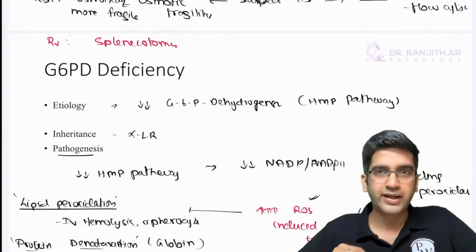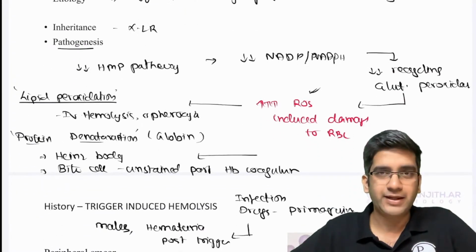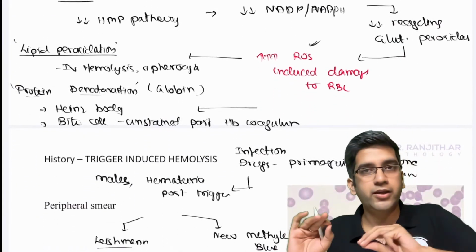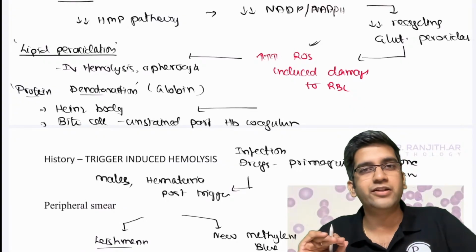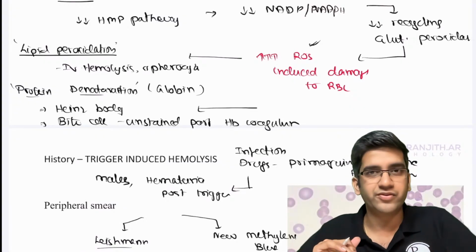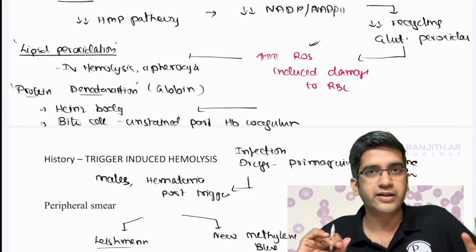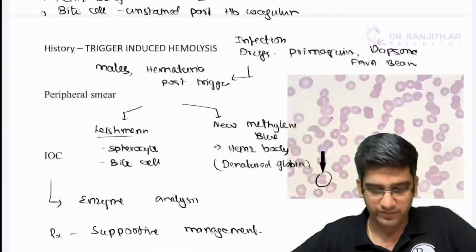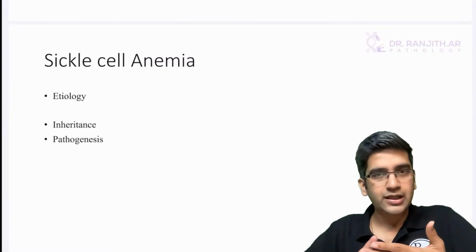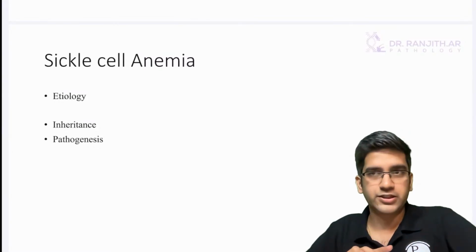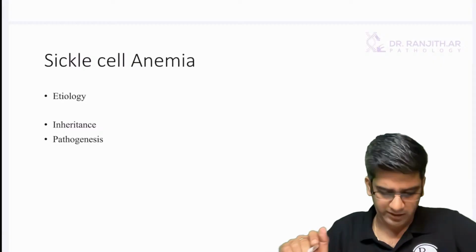Same template: etiology, inheritance, pathogenesis, history. If you want to write pages for everything like fatigue, weakness, tiredness, that's non-specific. I'm just telling the specific points in history, that's all, right? Peripheral smear and investigation of choice, fine. Now next, sickle. Sickle cell, possibly it can come as a long answer, right? Definitely can come as a long answer, right?